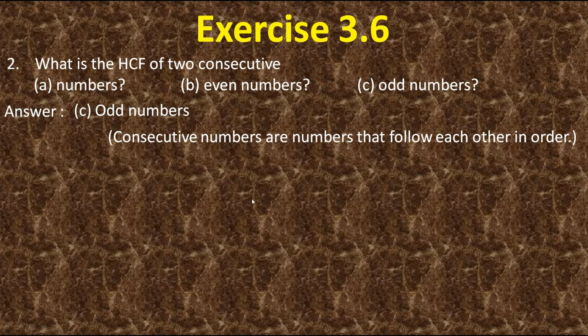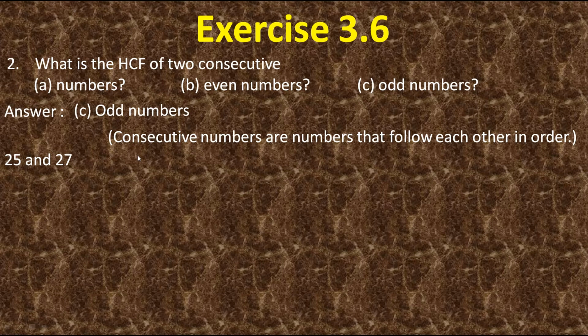Here I'll take 25 and 27. See here, both the numbers are odd, and after 25 there is 26, which is an even number, not an odd number, and after 26 we have 27, which is an odd number. Therefore 25 and 27 are two consecutive odd numbers.